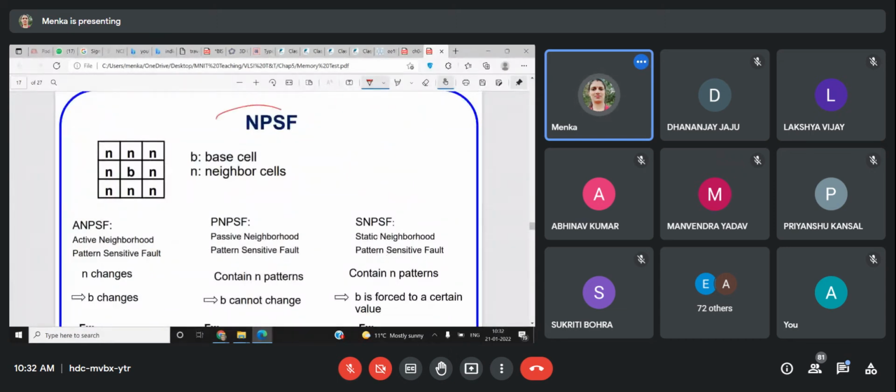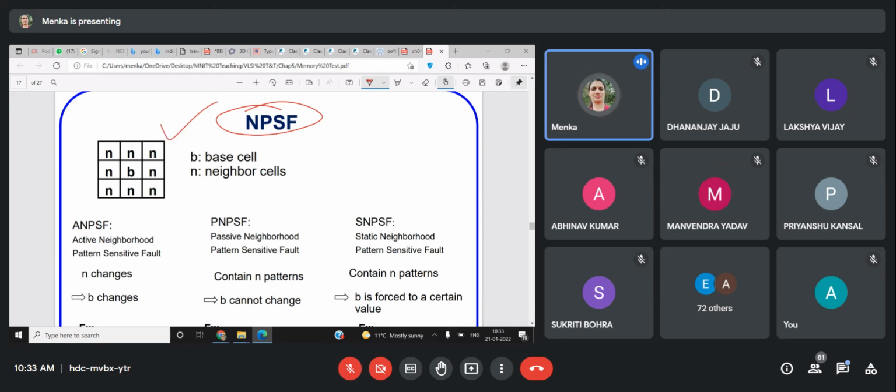Now it comes to NPSF. NPSF is neighborhood pattern sensitive fault. Neighborhood pattern sensitive fault means first thing is there is a cell and its neighborhood, and depending on the pattern in the surrounding cells, that particular cell can occupy one particular stuck fault. So that's why we call this neighborhood pattern sensitive.